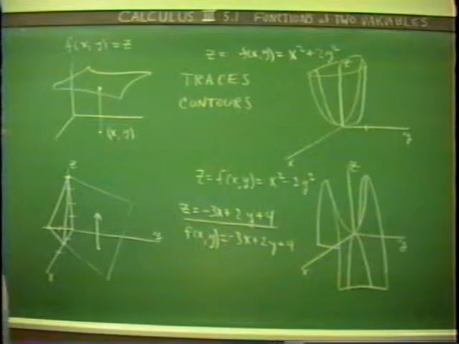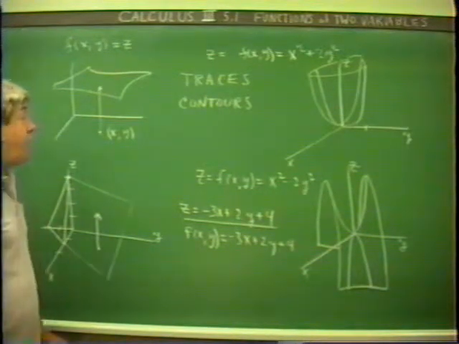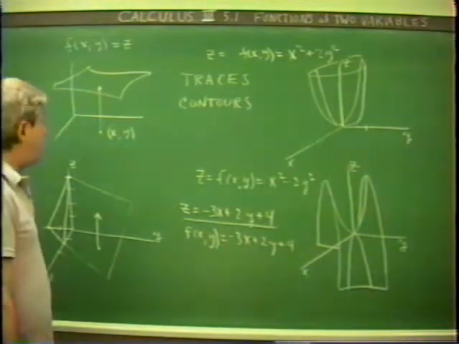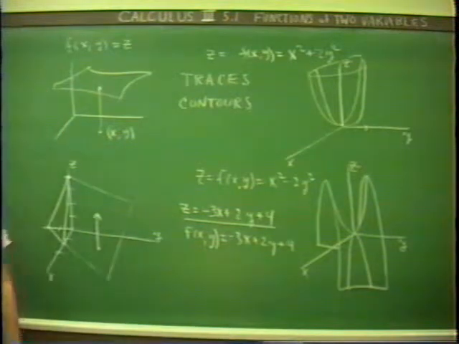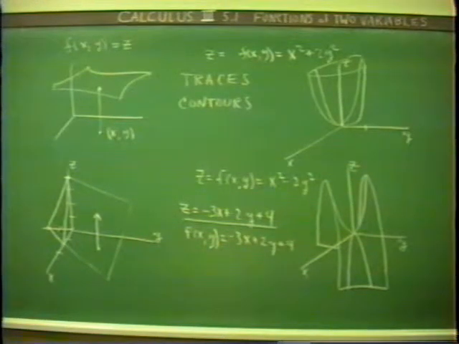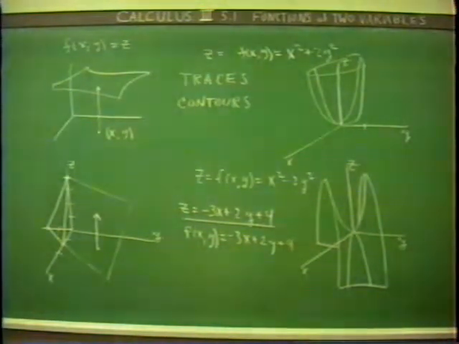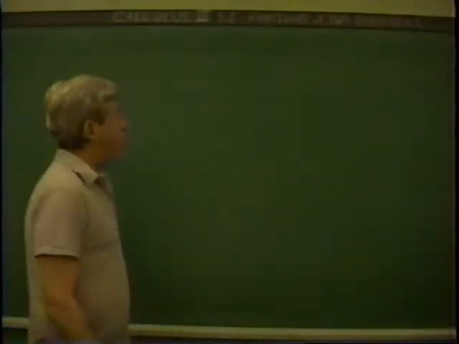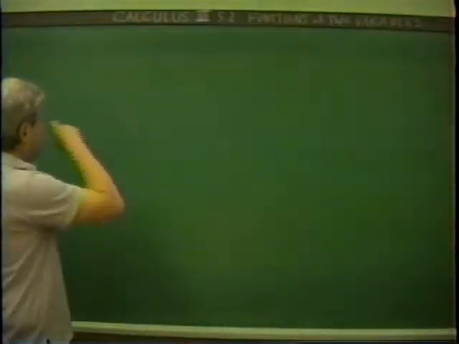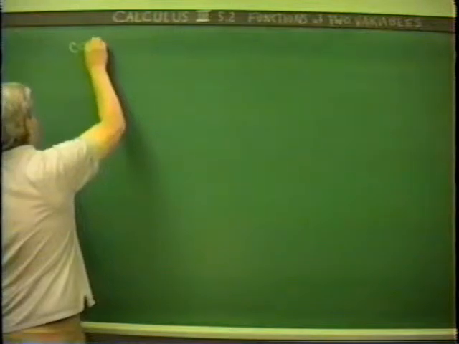So here are some examples of functions where we've already looked at the graph of the corresponding equation. We're going to take a look at a method for drawing the graphs of functions of two variables now, which involves what are called contour maps.